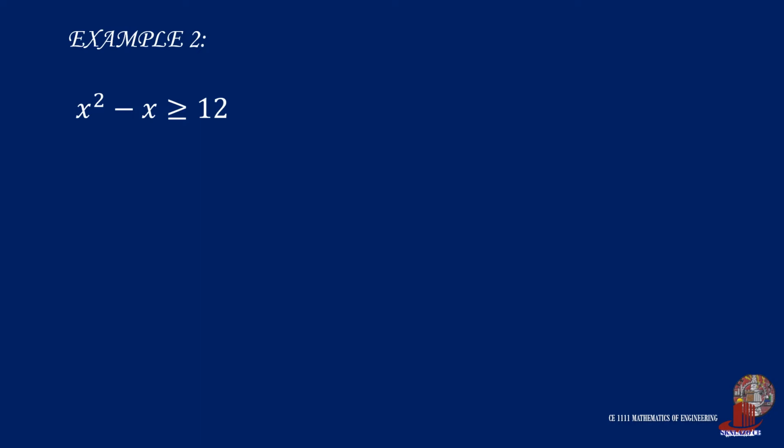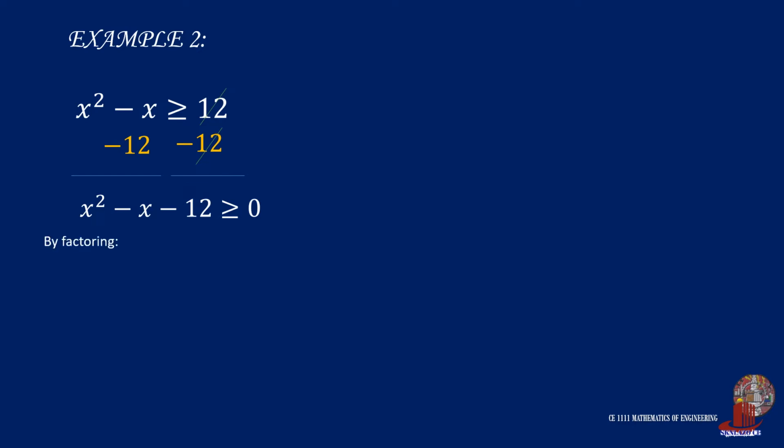The second example is with x squared minus x is greater than or equal to 12. The inequality should have all three terms altogether, so we subtract 12 on both sides and we get x squared minus x minus 12 is greater than or equal to 0.